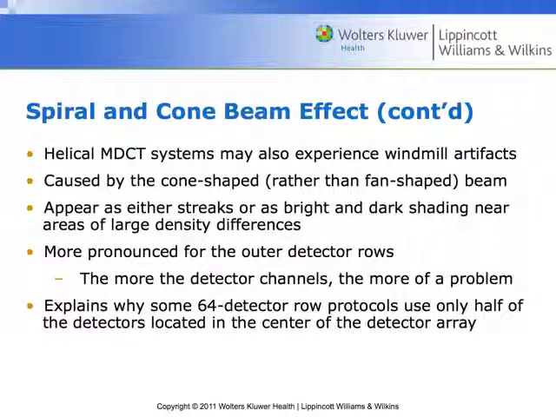So helical multi-detector CT systems may also experience windmill artifacts, and this is going to be caused by the cone-shaped rather than fan-shaped beam. And it's going to appear as streaks that look like a windmill, right? And it's going to be more pronounced with outer detector rows. So this explains why some of the 64-slice scanning protocols use only half of the detectors, right? As they're trying to reduce this artifact.